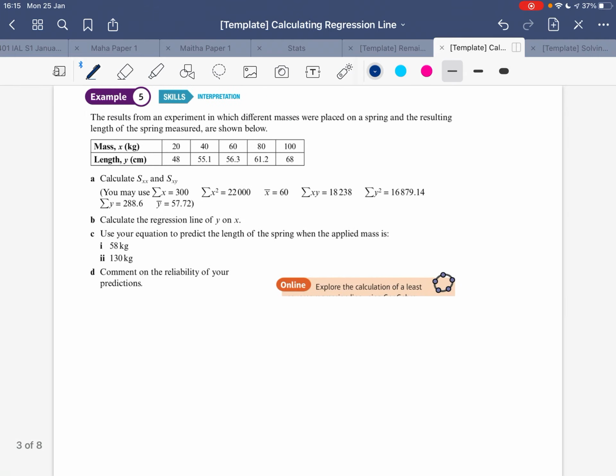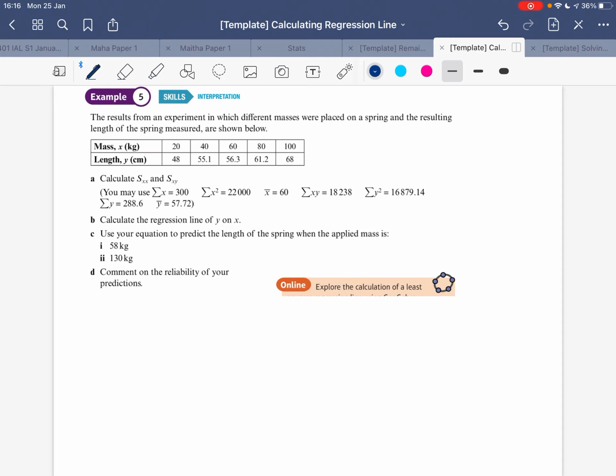So here's an example. You have the results from an experiment in which different masses were placed on a spring, and the resulting length of the spring measured are shown below. So we've done that with 5 different objects with different weights, and we have seen how far the spring will stretch. Now, using a little bit of common sense can help you check that you are on the right path with this question. So it makes sense that the heavier the object is, the further the spring is going to stretch.